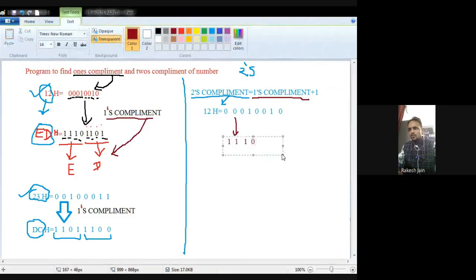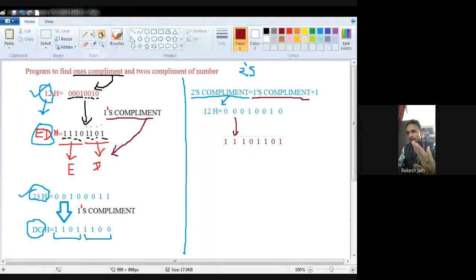12 is ED. I once again check, 0 0 0 will be converted into 1 1 1, then 1 will be converted into 0, then 0 0 will be converted into 1 1, then 1 will be converted into 0, and the last 0 will be converted into 1. So this is 1's complement.